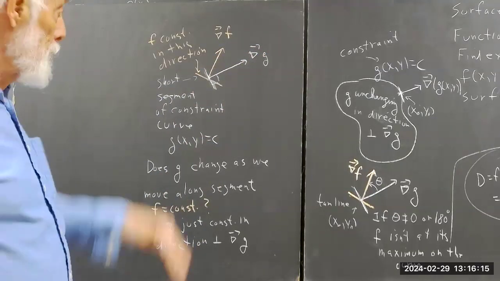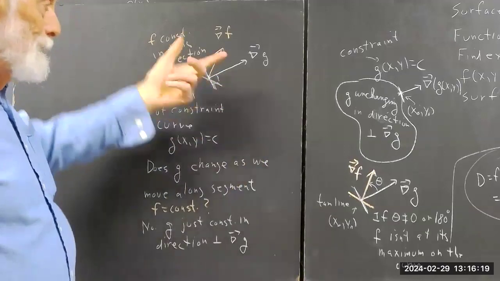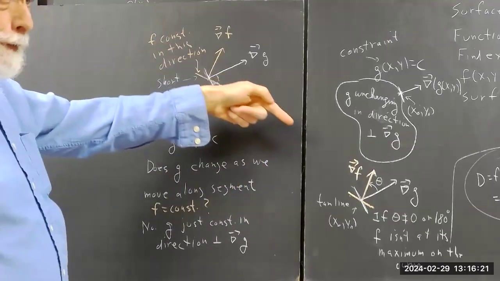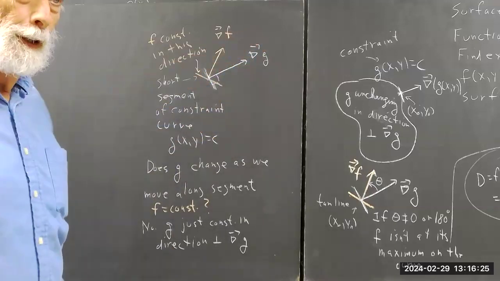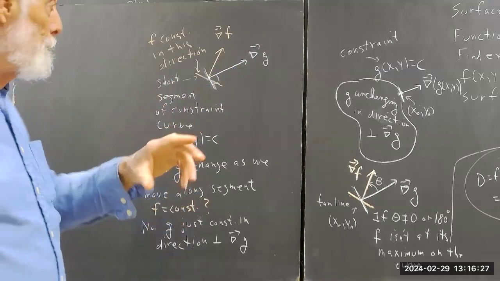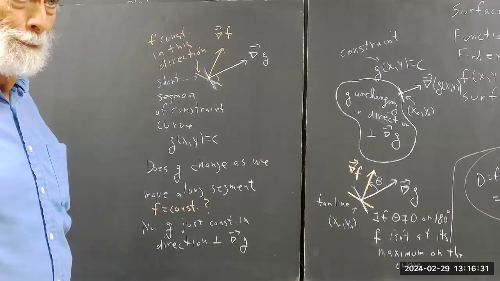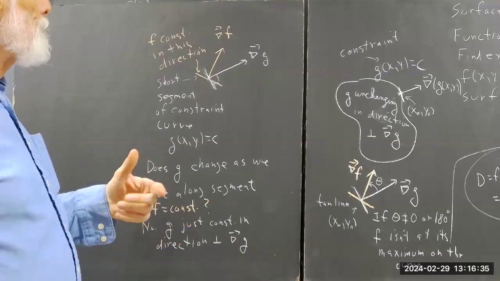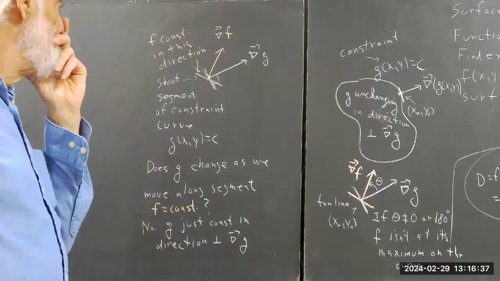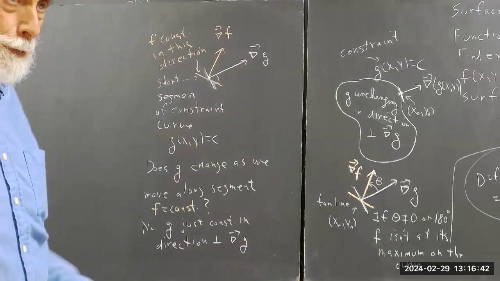Okay. Now, if you move in this direction, your u vector, the unit vector in the direction of motion, isn't perpendicular to del g anymore, so g must be changing if you move in this direction. Okay. So I'm sorry, f. Okay, yeah, well, that's true. Now let me say it the right way around.